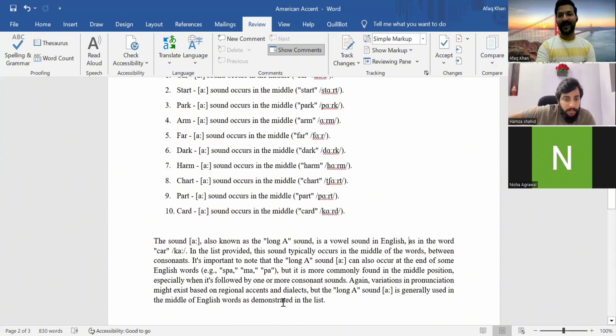Demonstrated. Trade. Demonstrated, not traded, but traded. I want to demonstrate. Okay. Trade. Tray. Trade. I'm not talking about a tray. I'm talking about trade. Yeah, demonstrated, exactly like that.